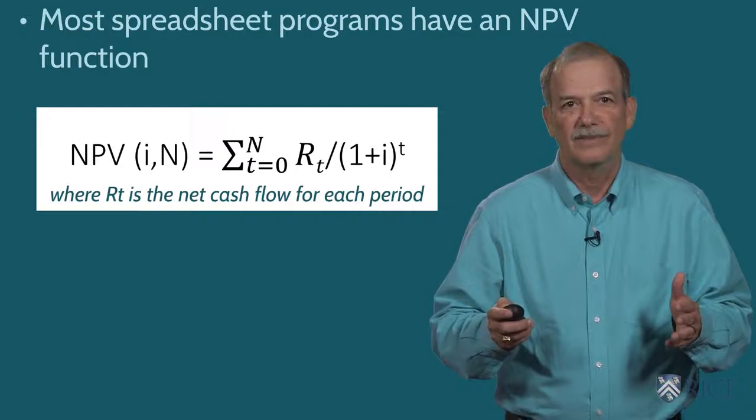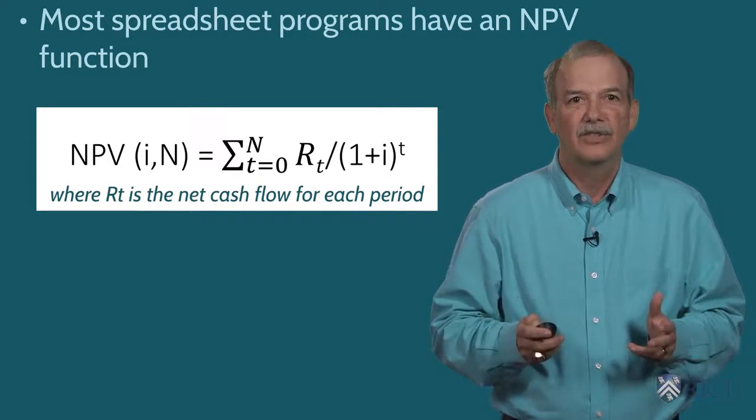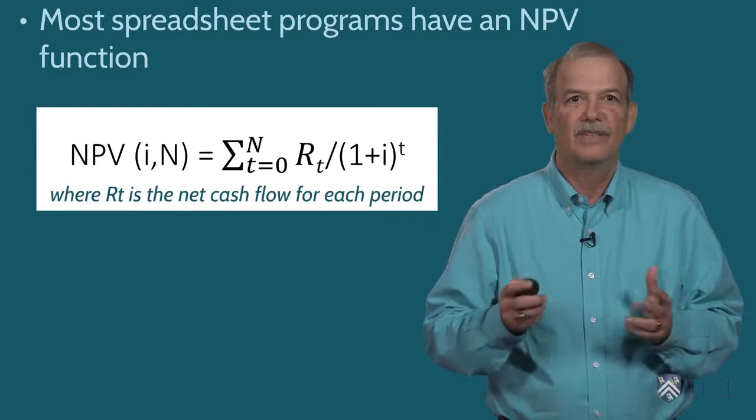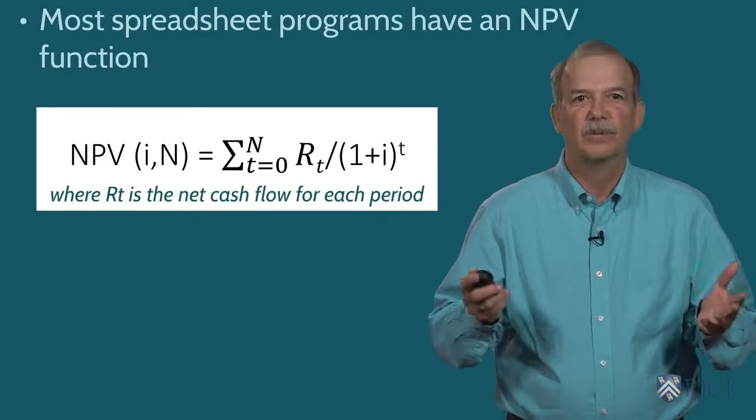Sounds like a lot of work. However, most spreadsheet programs contain an NPV function where you enter the number of periods and the discount rate for the column or row of the net cash flow, and it calculates the NPV. This is the simplest way to approach the problem.